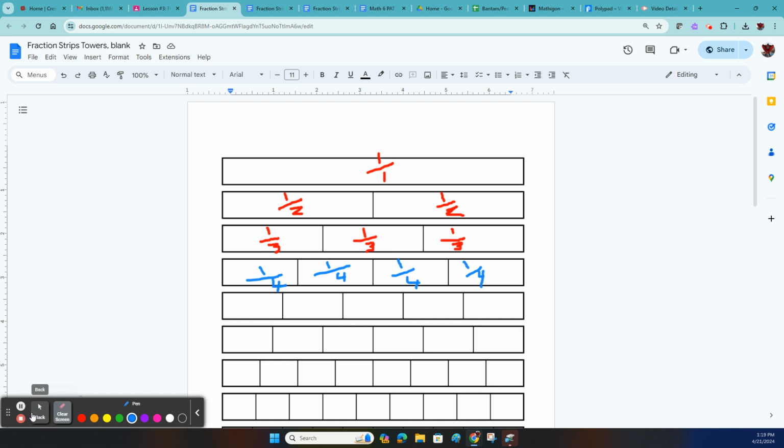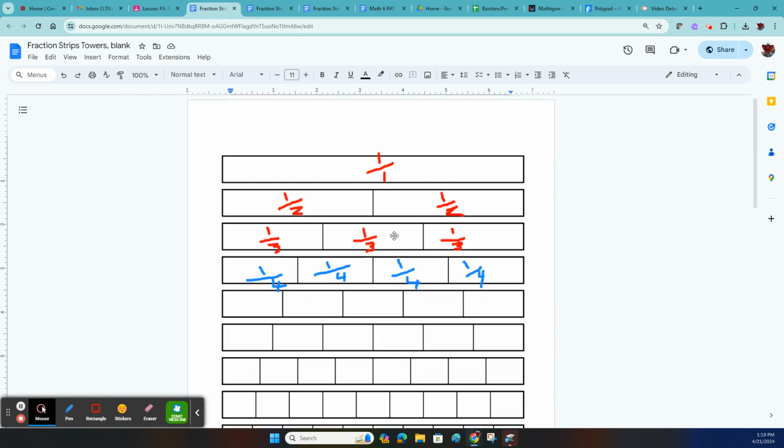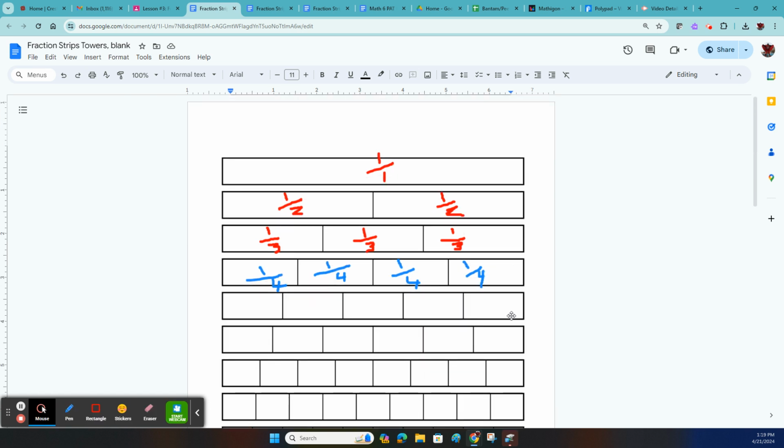Okay, so your job is to fill in the blanks on all of these, color it, make it look beautiful, because this is going to be a resource you're going to be using to help you in this assignment and later on.